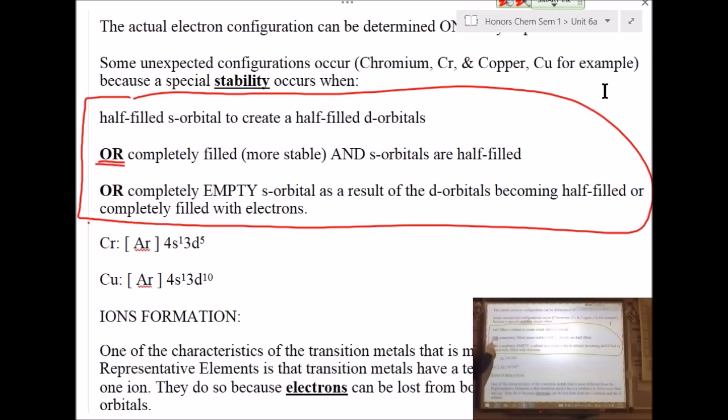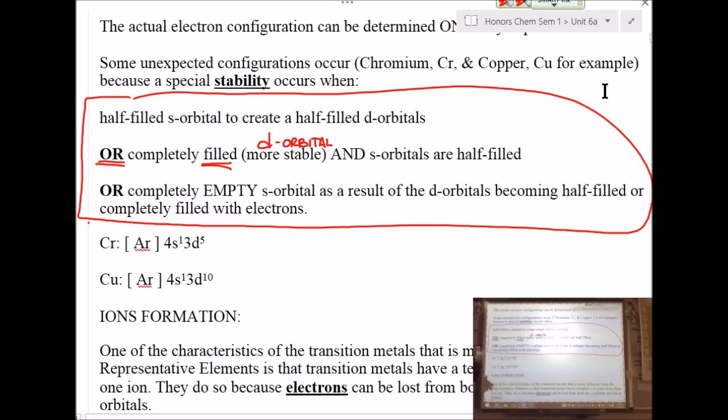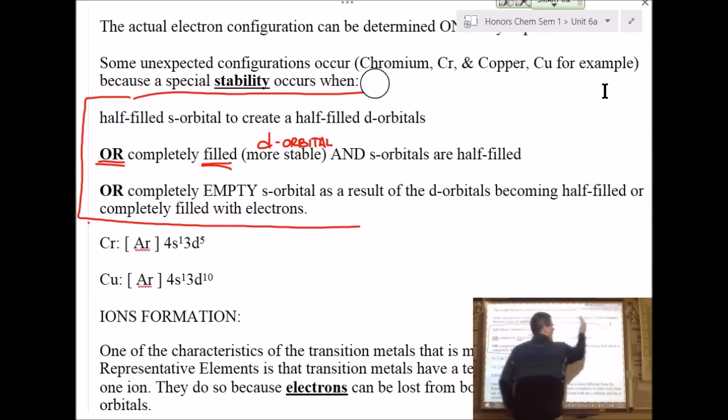Here's another exception: completely filled, and that should say a d orbital. So a completely filled d orbital, and the f orbitals are half-filled. So we can go from a half-filled s to make a half-filled d, or a half-filled s to make a full d. Or we can empty out the s orbital, take both electrons out, to have a half-filled d or a full d. So it's all about taking 1 or 2 from the s to have either a half or full d orbital. Let me give you an example.